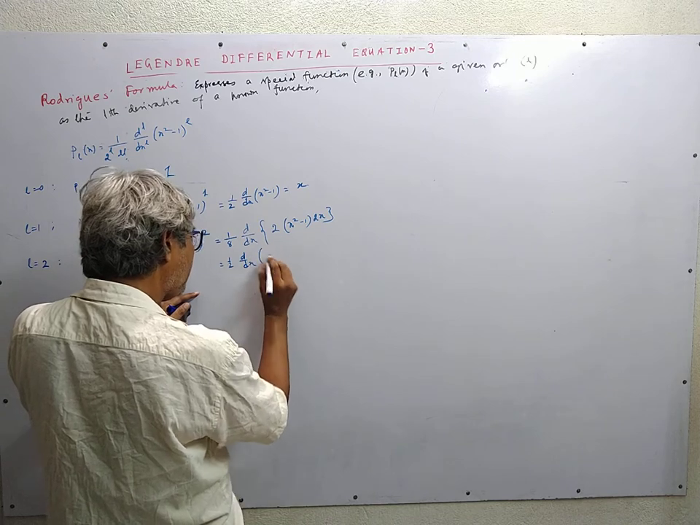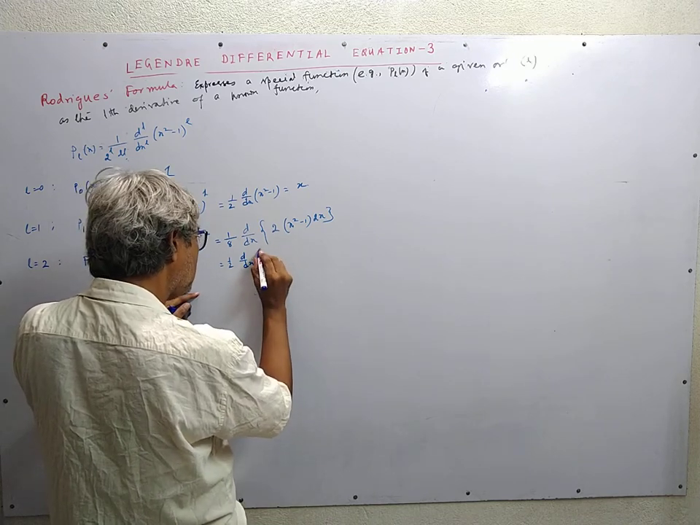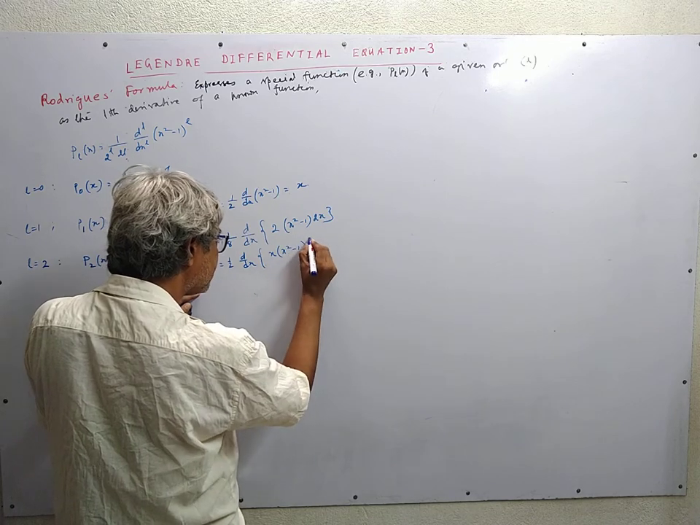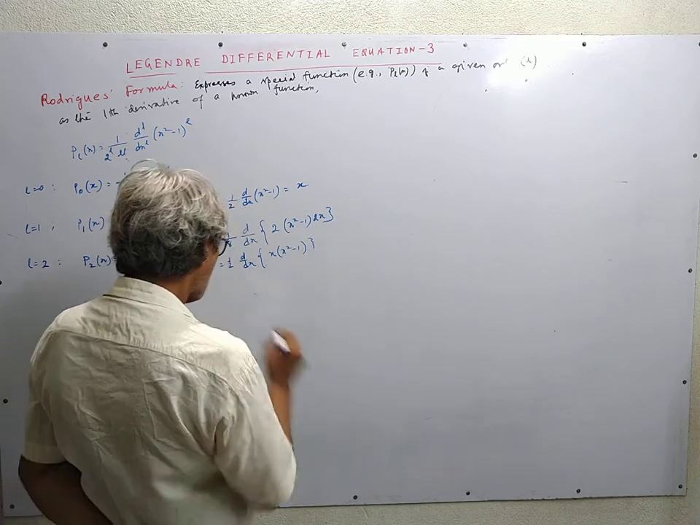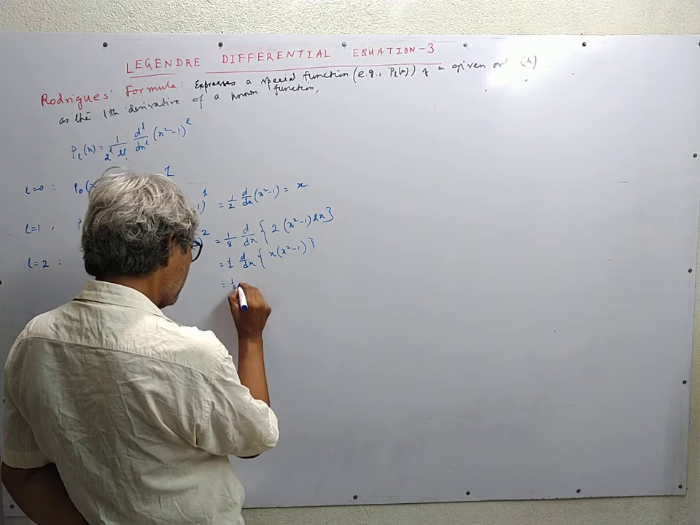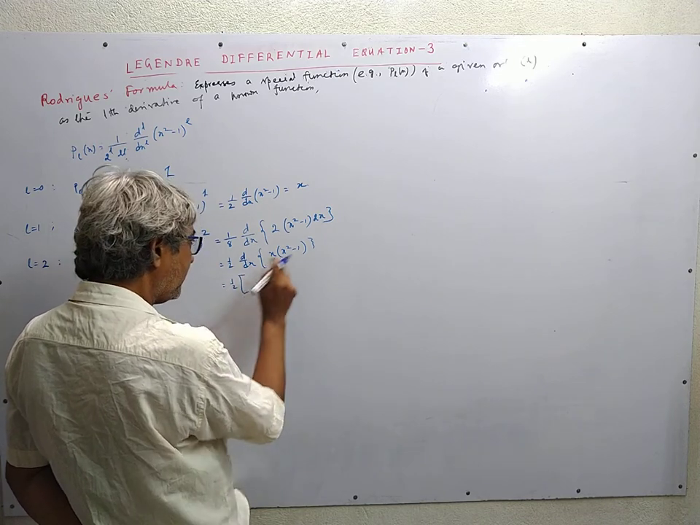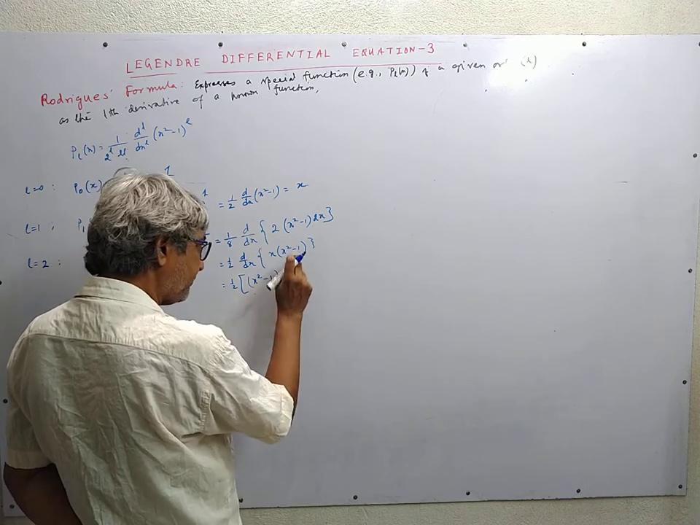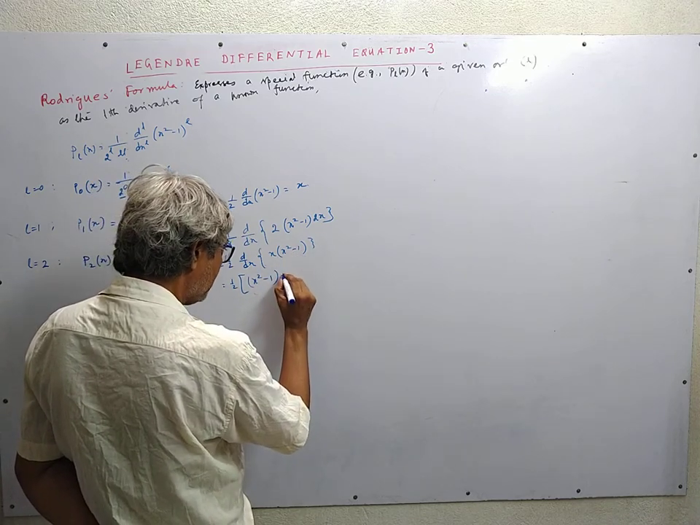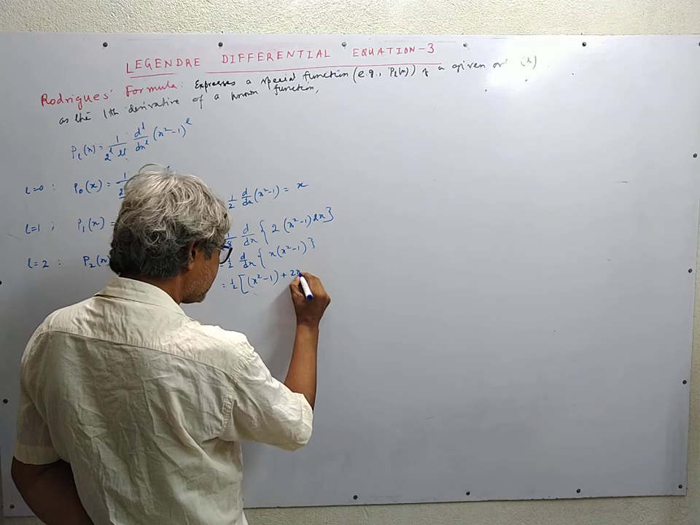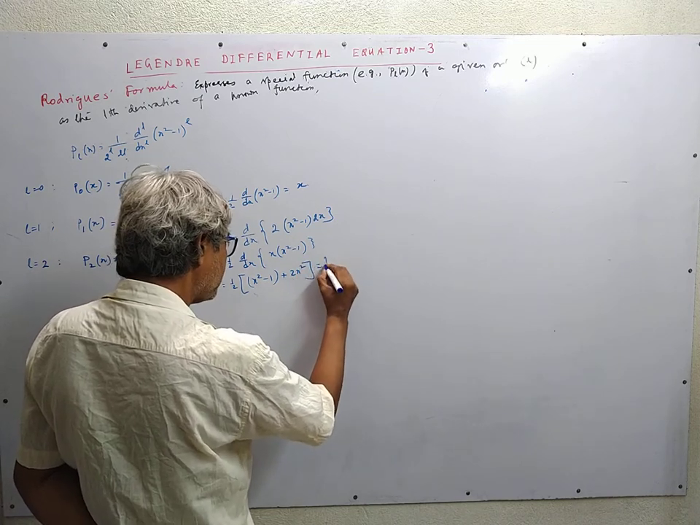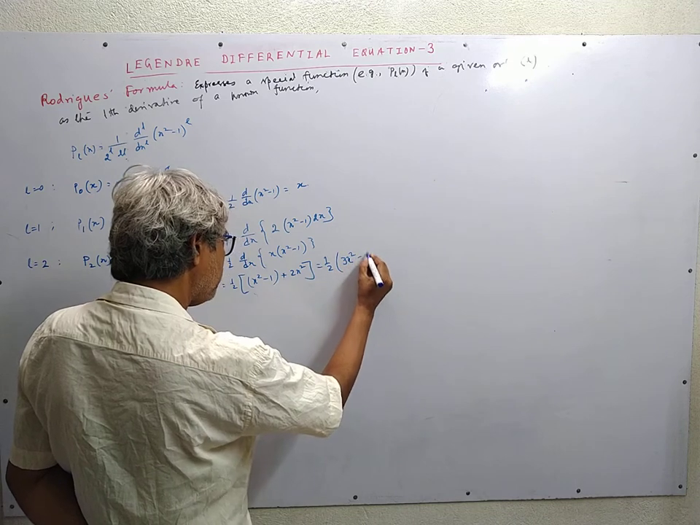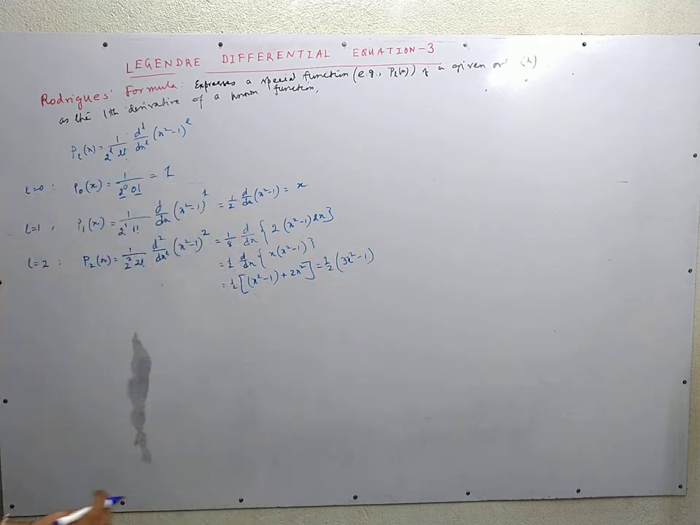d/dx operating on x times (x square minus 1). Half, this is x square minus 1, and when we differentiate this, it is 2x square, so altogether it is half (3x square minus 1) as we obtained earlier.